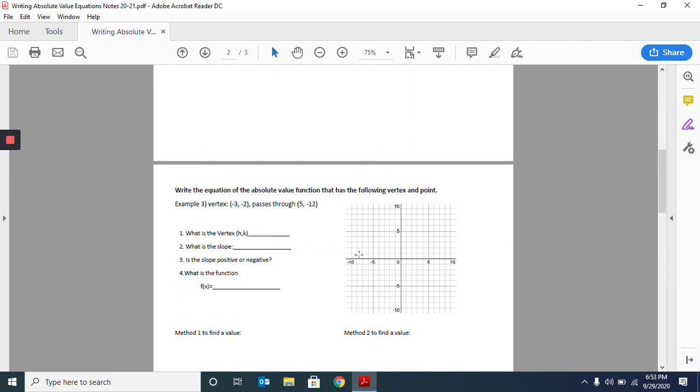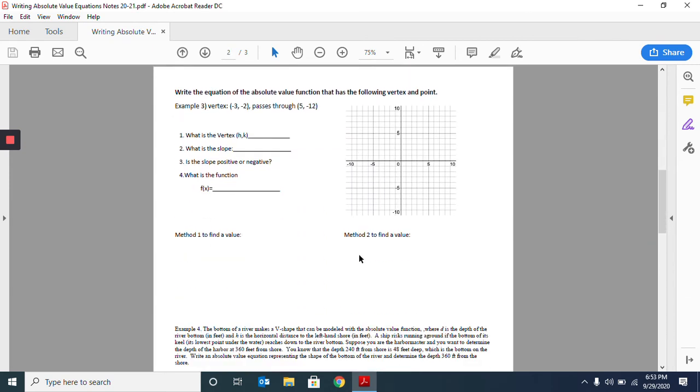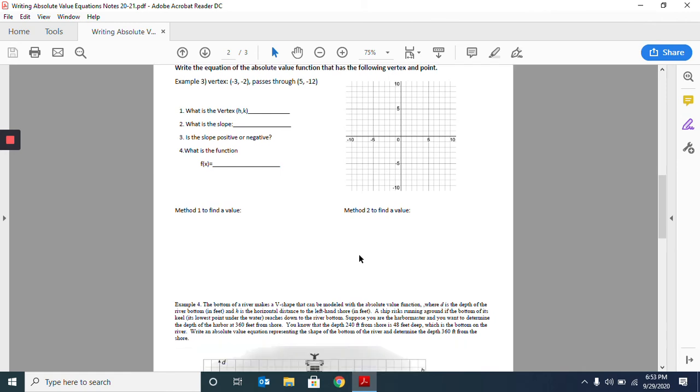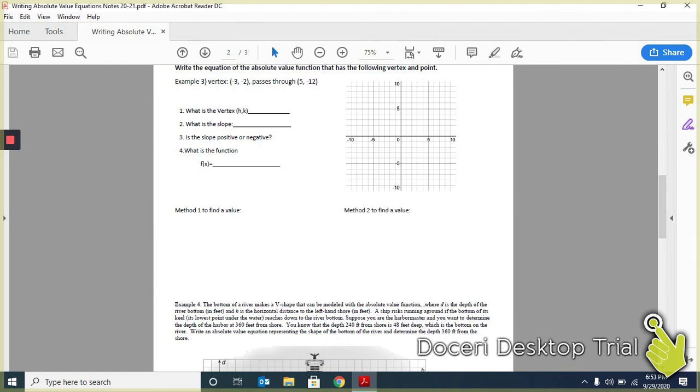Anyway, moving on. So here we go. What happens if you're given 2 points? Okay, so the first thing is, again, I know my information. Here's my vertex. I know the second point right here. So right off the bat, I know my vertex is going to be -3, -2. Okay. -3, comma, -2.